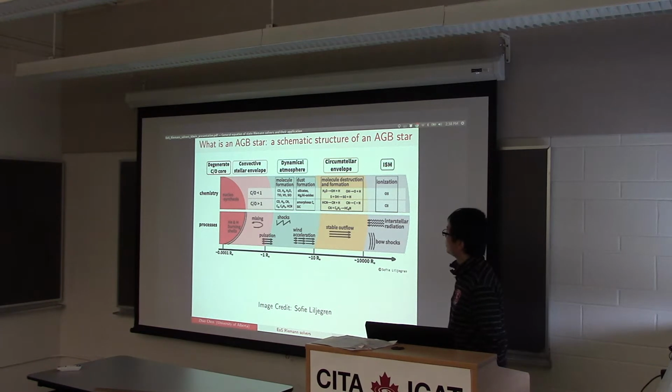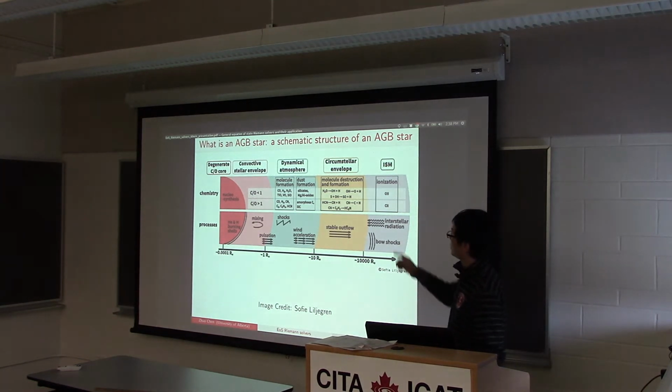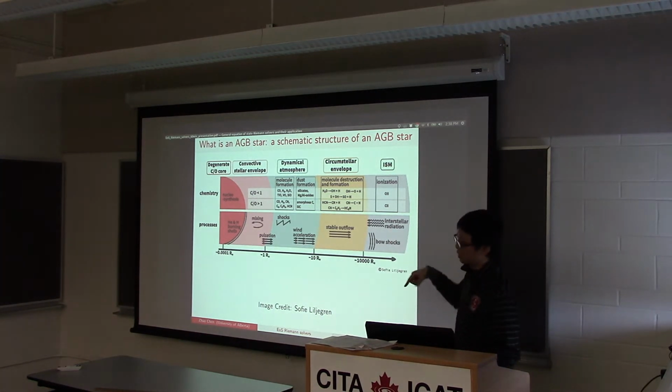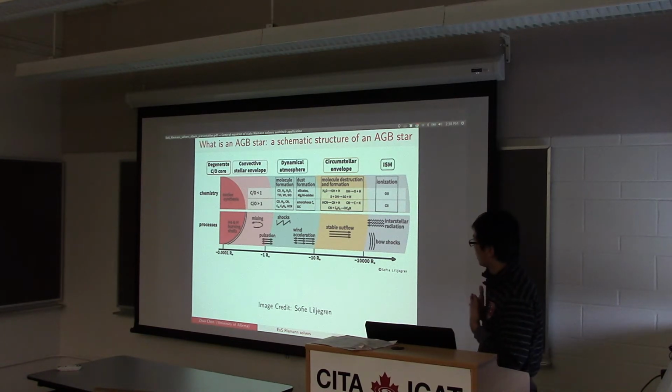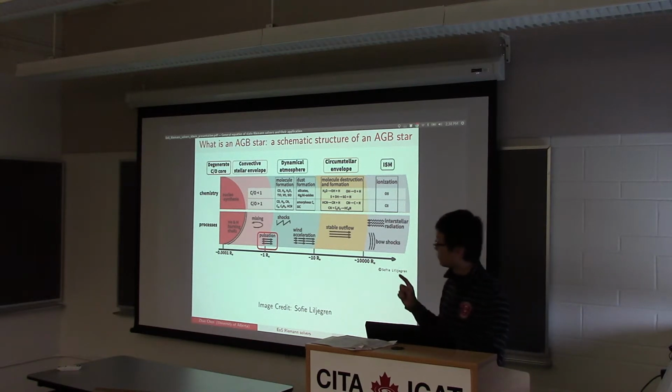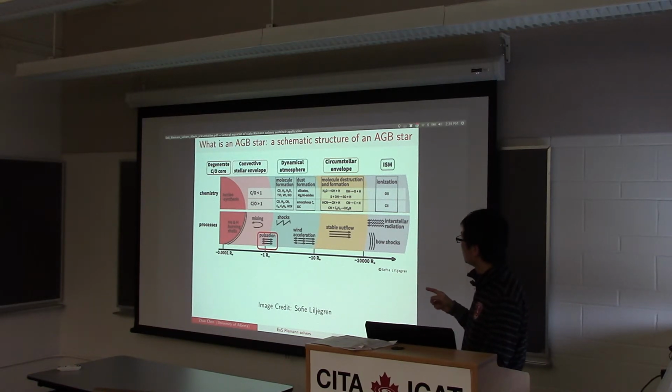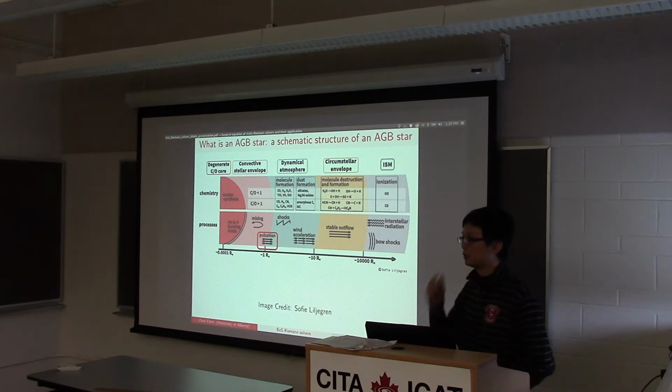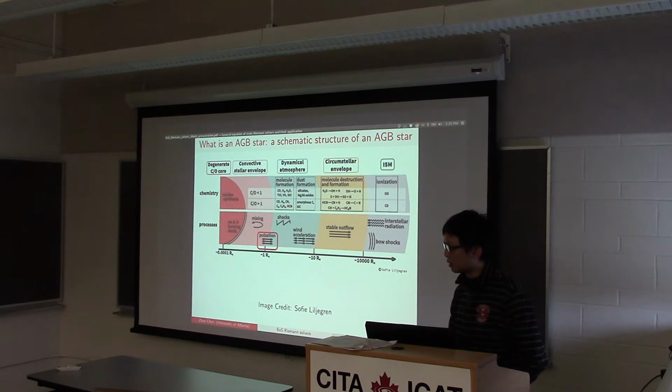We use the MESA code to simulate the inside, the core, and the convective envelope. Our goal is to start from the pulsation layer, and we simulate the shock generation, and we add dust, and then we see wind acceleration and up to the stable outflow.